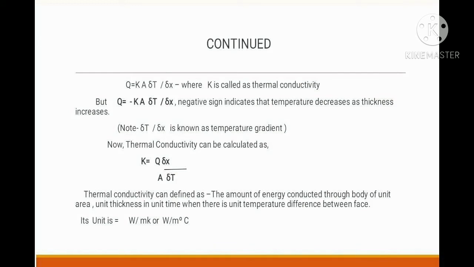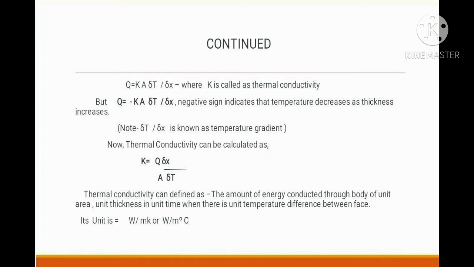In this formula, K is called the thermal conductivity of a material. From all these mathematical expressions, finally we get the formula for calculating K, that means the thermal conductivity of the material. To obtain these equations, we are just shifting the terms from the equation of Q. And finally we get the formula for thermal conductivity: K is equal to Q into delta X divided by A into delta T.